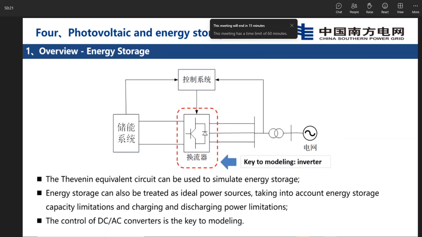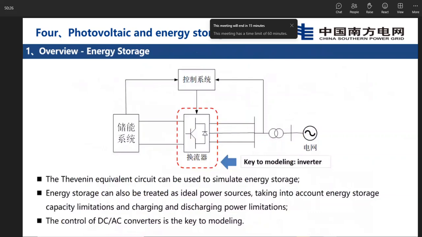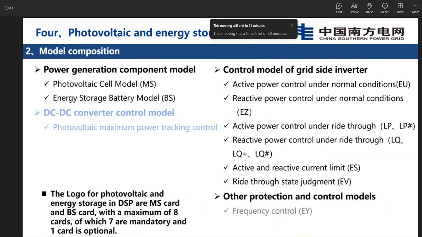For the energy storage, the key to modeling is the inverter, and the energy storage is much easier. The logo for the solar system is the MS card, and for the energy storage it is the BS card.